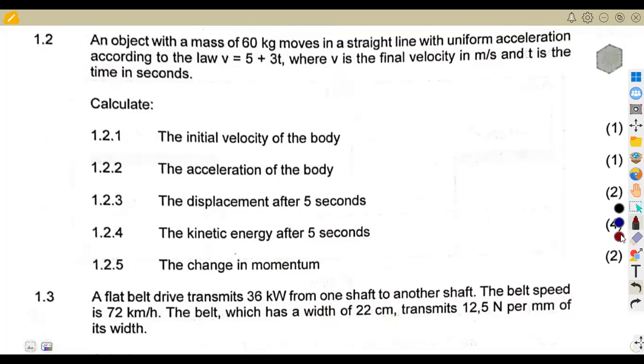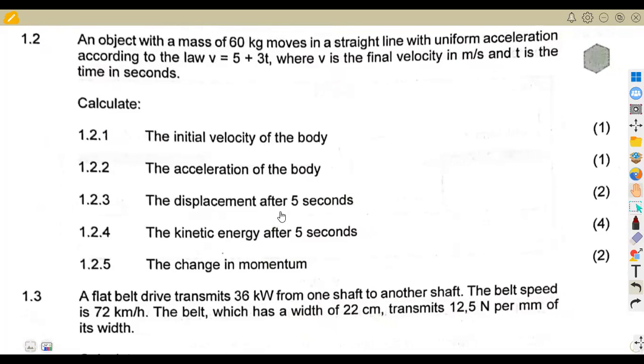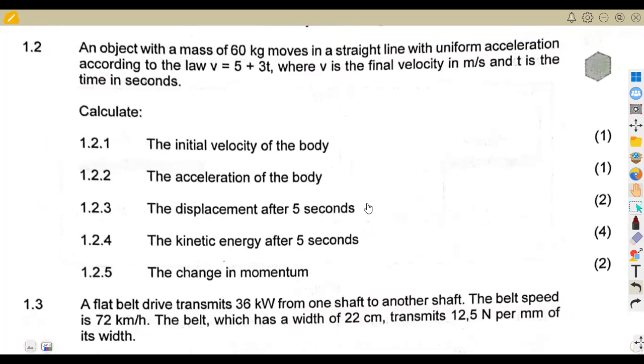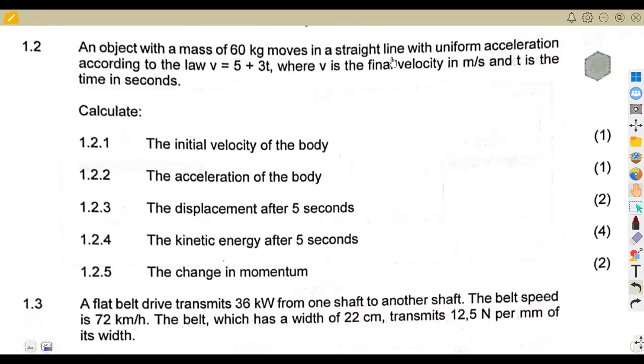Then we move on to 1.2, where we were given an object with a mass of 60 kilograms. So you've got an object that has a mass of 60 kilograms, moves in a straight line. Take note, it moves in a straight line with a uniform acceleration according to this law, where V is the final velocity in meters per second, T is the time in seconds.